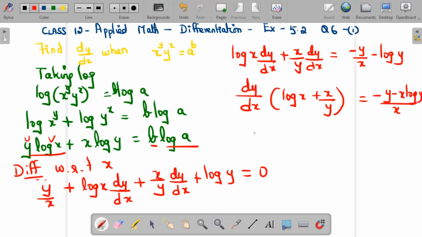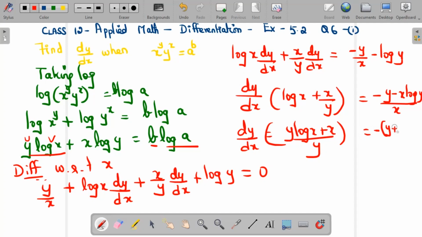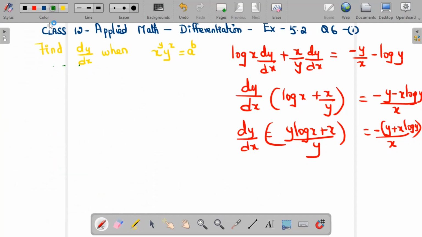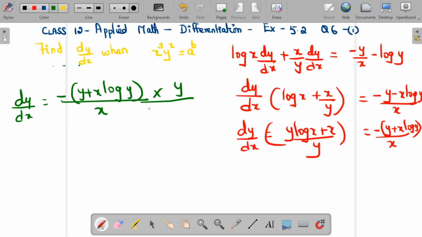I have taken an LCM. Now on the left side too, let's take the LCM. So dy by dx is equal to y log x plus x, this will be in brackets, the whole thing divided by y is equal to minus of y plus x log y, the whole thing divided by x. In the next step, I only need to take the value to the right side. So let's do that. So in this case, dy by dx is equal to minus y plus x log y, the whole thing divided by x, into y divided by y log x plus x.